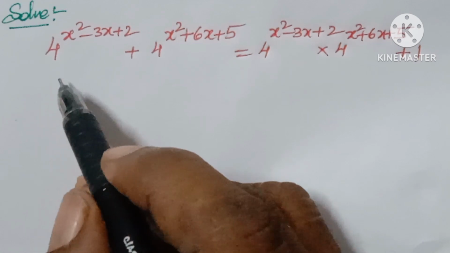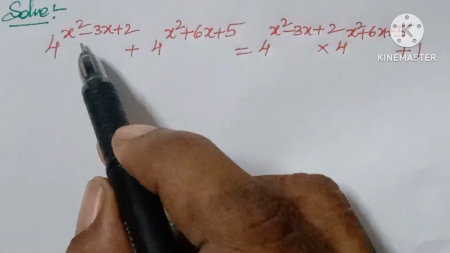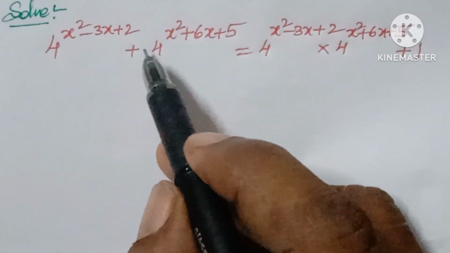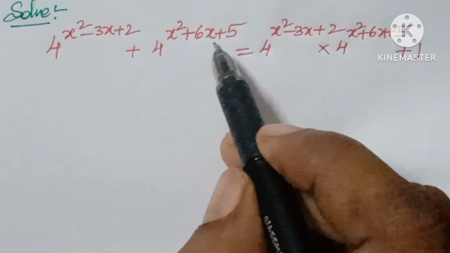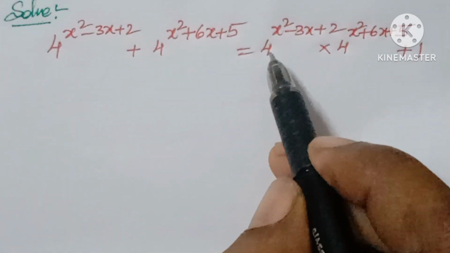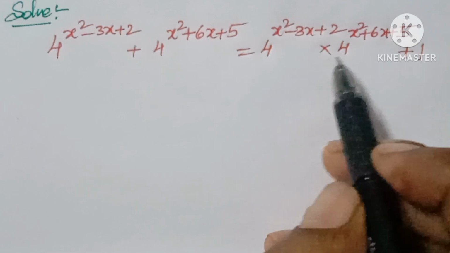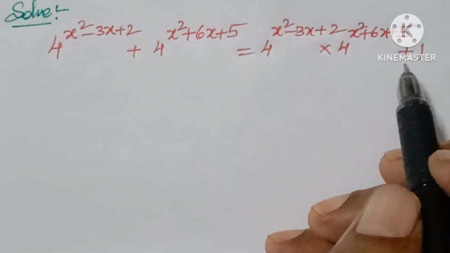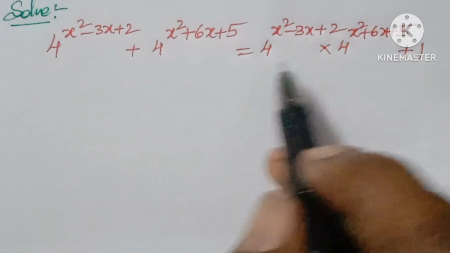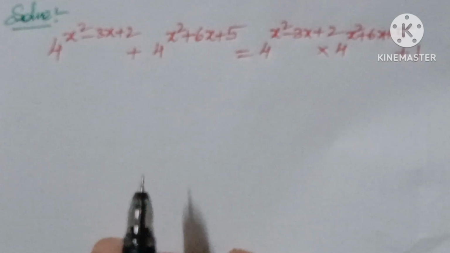Today we are looking at a logical question. The question is given: solve 4 to the power of (x² − 3x + 2) plus 4 to the power of (x² + 6x + 5) is equal to 4 to the power of (x² − 3x + 2) times 4 to the power of (x² + 6x + 5) plus 1. As you are going to solve this problem, pause the video for 10 seconds and try it now.